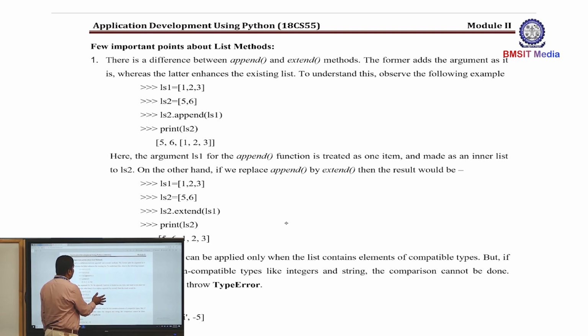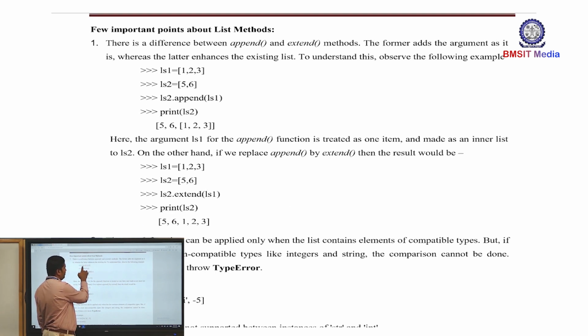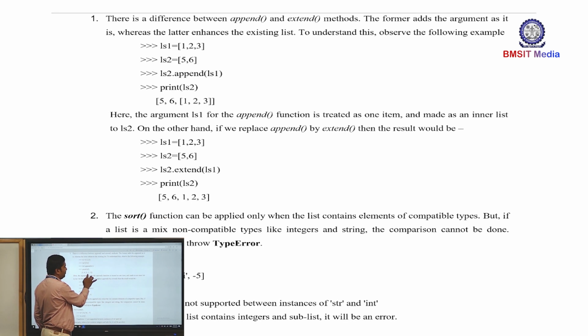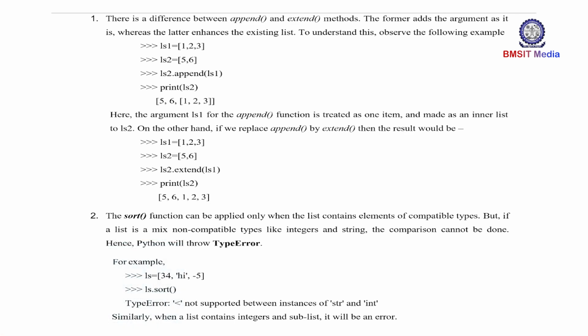Whenever I use two lists, say 1, 2, 3 is the first list, 5, 6 is the second list. If I say ls2 dot append of ls1, means the first list should be appended at the end of the second list. When I use the append method, it will add it as a single value to the existing list. So 5, 6 is already existing. To that I have appended 1, 2, 3 as one more element. Just observe here. It will create one list inside another. That is the use of append method.